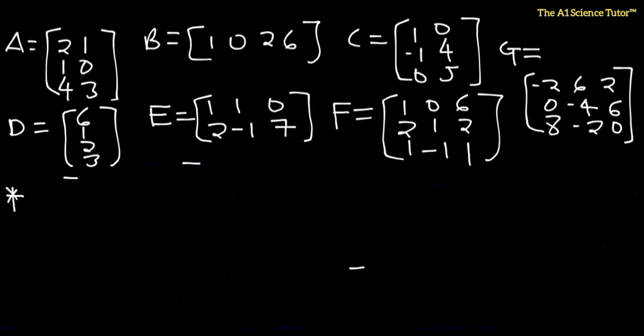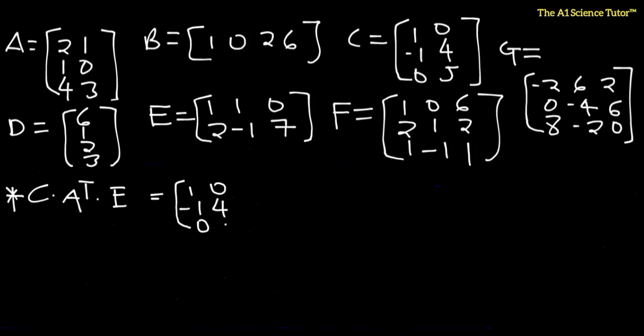So let me rewrite that. So this is going to be C multiplied by A transpose multiplied by E. So let us start with the first. That is going to be C multiplied by A transpose. So what is the matrix C? We have 1, minus 1, and 0. This is 0. We have 4, and this is 5.